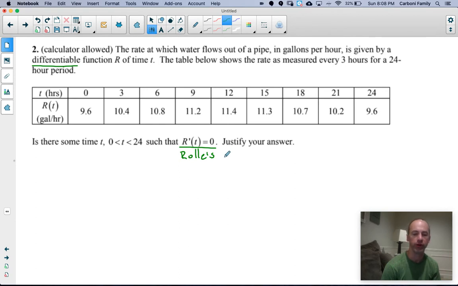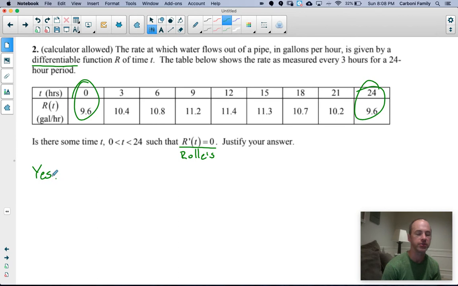And what I want to do is find 2 times somewhere on the interval where r of t has the same value. And this one they made it easy because they stuck it on the ends. Sometimes you actually kind of have to fish around on the interior of the data to figure that out. But the answer is yes.